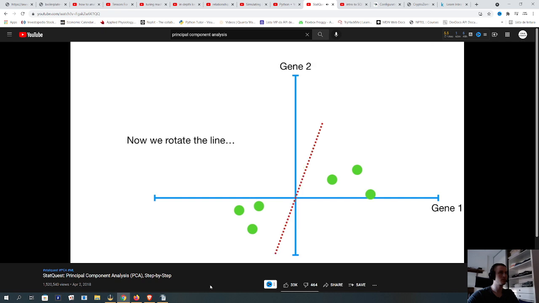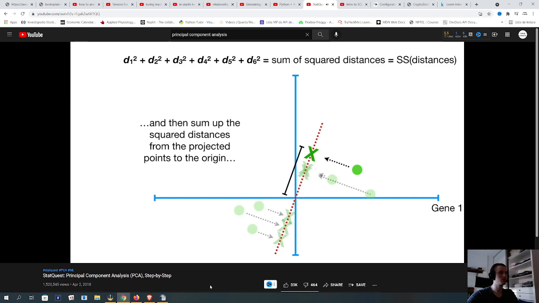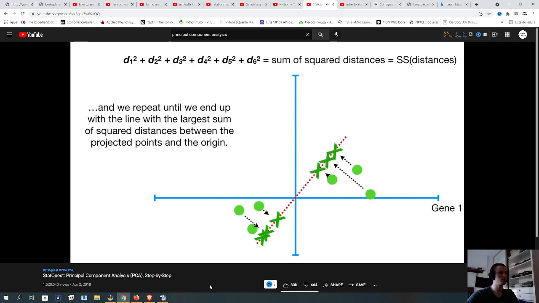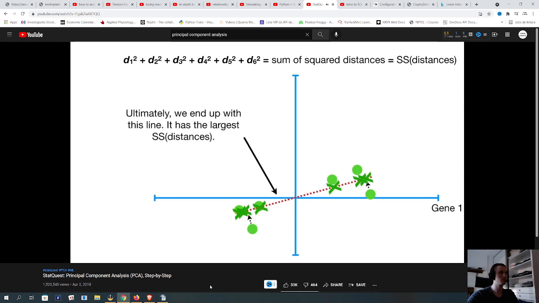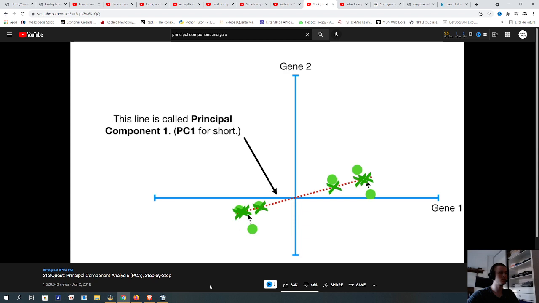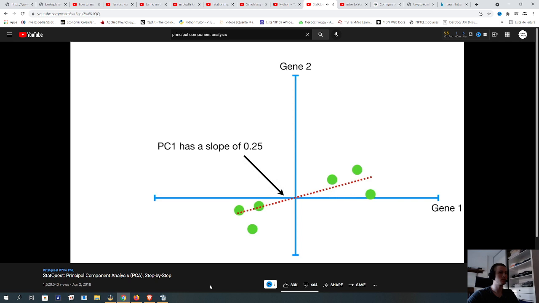Now we rotate the line, project the data onto the line, and then sum up the squared distances from the projected points to the origin. And we repeat until we end up with the line with the largest sum of squared distances between the projected points and the origin. Ultimately, we end up with this line. It has the largest sum of squared distances. This line is called principal component 1, or PC1 for short. PC1 has a slope of 0.25.